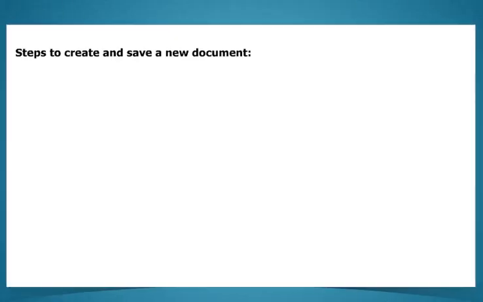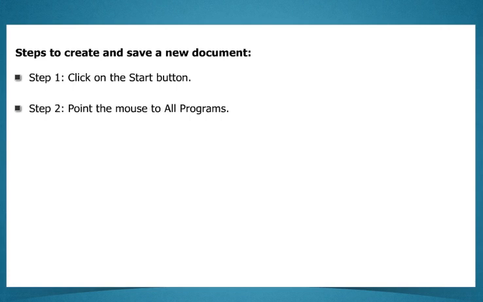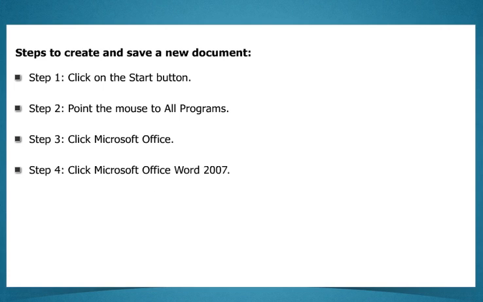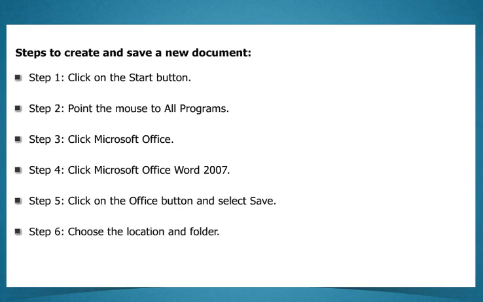To summarize, let's see the steps below to create and save a new document. Step 1. Click on the Start button. Step 2. Point the mouse to all programs. Step 3. Click Microsoft Office. Step 4. Click Microsoft Office Word 2007. Step 5. Click on the Office button and select Save. Step 6. Choose the location and folder.